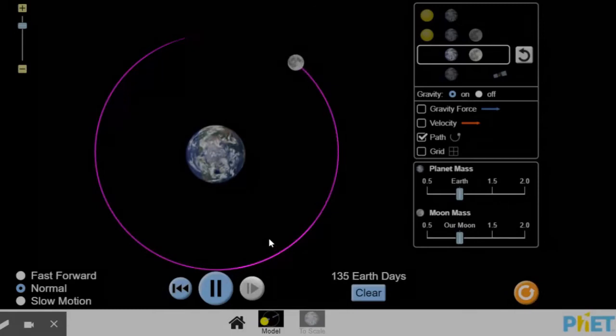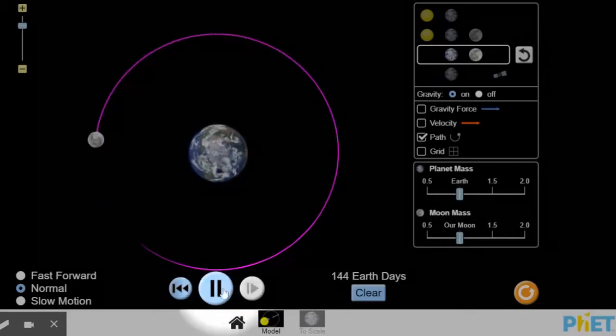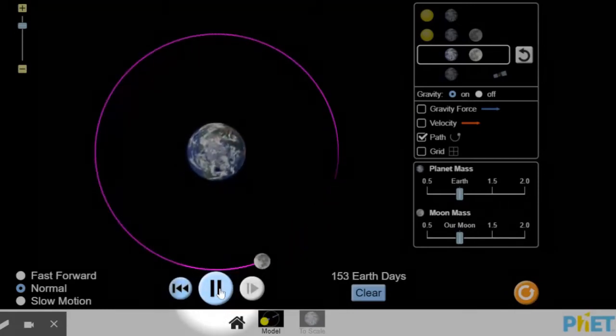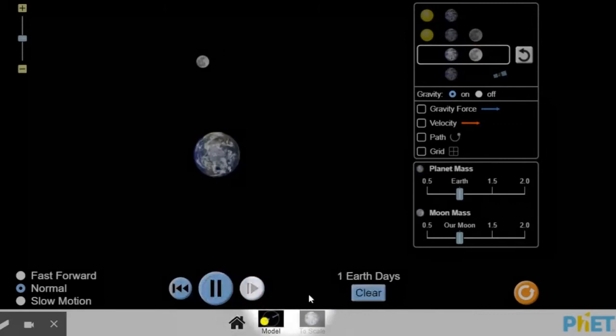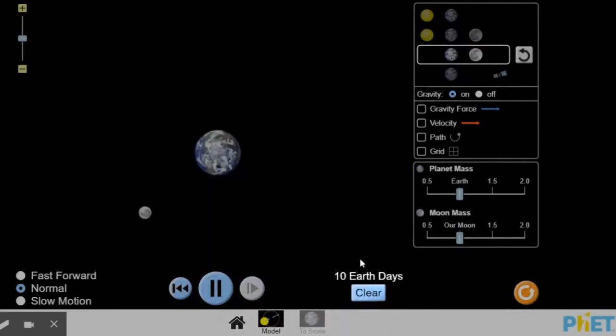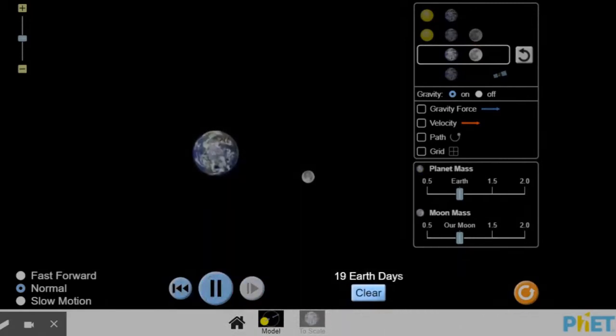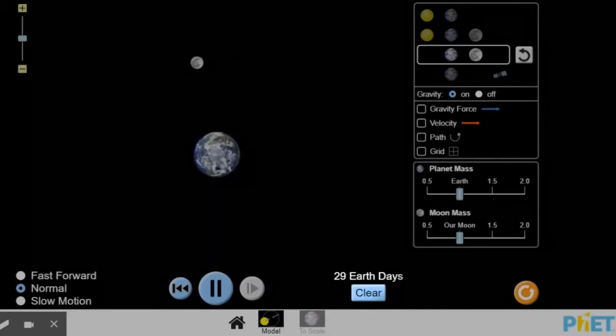Let's look at the amount of time, the orbital period, it takes to orbit the Earth. I'll just reset it to make it a little bit easier. So let's count the Earth days here. So about 27, 28 days for one full orbit.